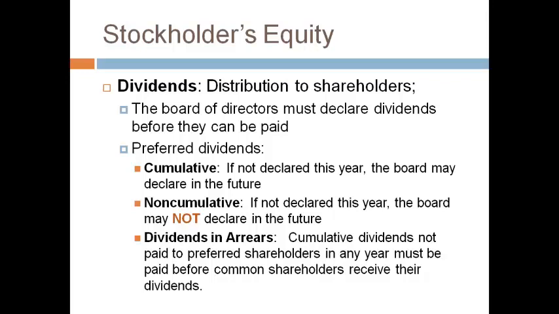Preferred shares are either cumulative or non-cumulative. Cumulative means if the dividend is not declared this period, it can be declared and paid in future periods. Non-cumulative means if the dividend is not declared in the current period, it cannot be made up or paid in the future. Dividends in arrears are cumulative dividends that were not declared to preferred shareholders. They must be declared before dividends are declared for common shareholders.